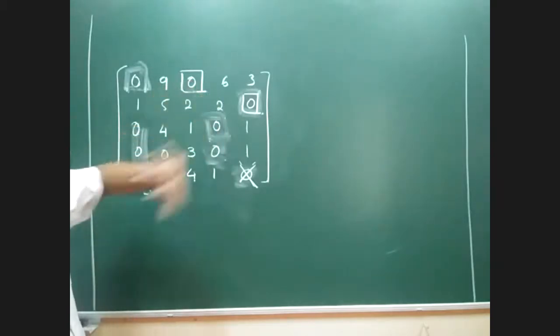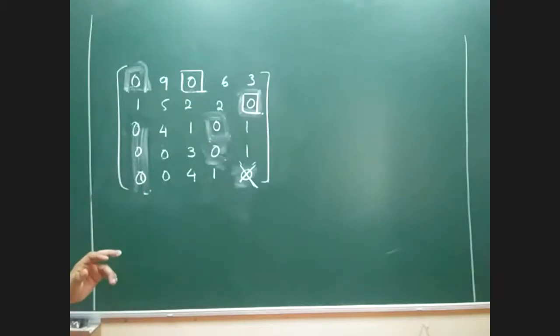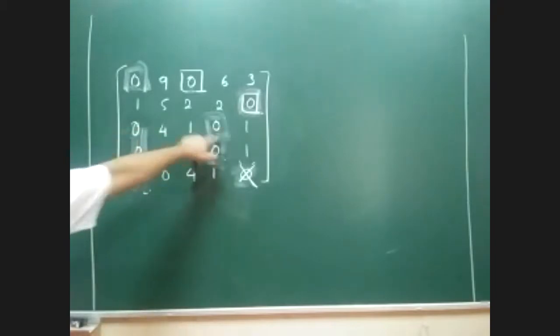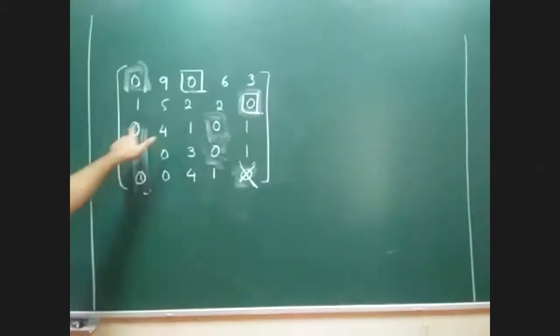So now two allocations are done. Are there any single zeros now? Any single zeros there? No single zeros. 3 zeros are there, 2 zeros. Now let me come back to the third row. In the third row again 2 zeros are there, 0 and 0. Can you please tell me which one I'm supposed to take? Should I take this 0 or this 0?